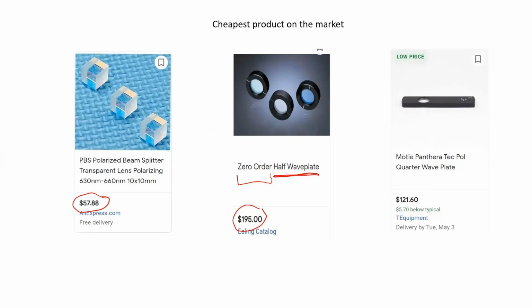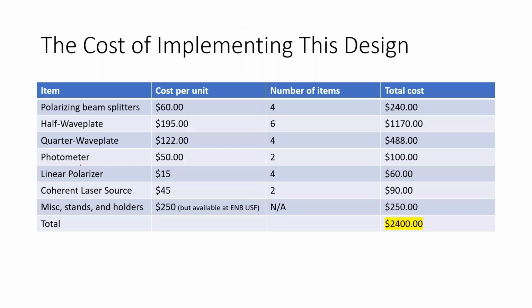Here for the quarter wave plate, the cheapest one was 121. So if you put all these together, and the photometer was $50, and unless you use the USF lab, you need to buy the stands and holders. Overall, this project will cost you $2,400, and it might seem a lot, but remember, with this amount of money and with this design, you might be able to design a quantum machine that can perform something no existing classical computer can do.